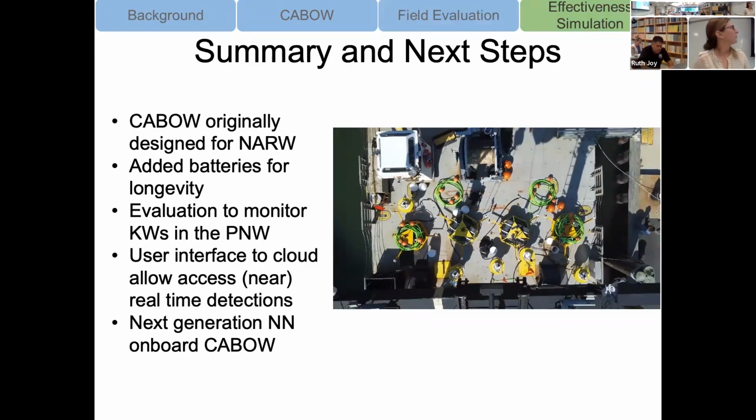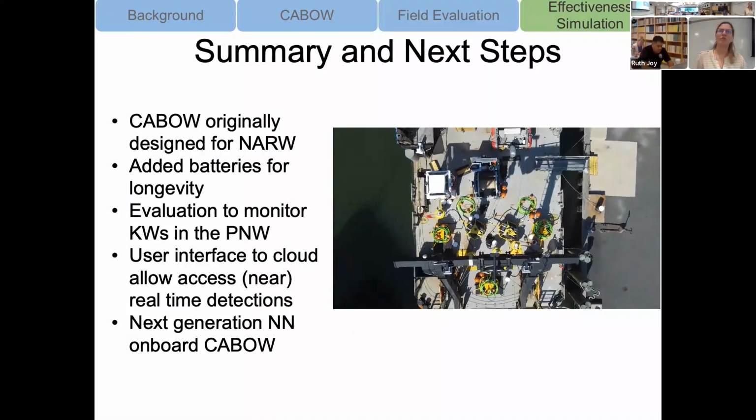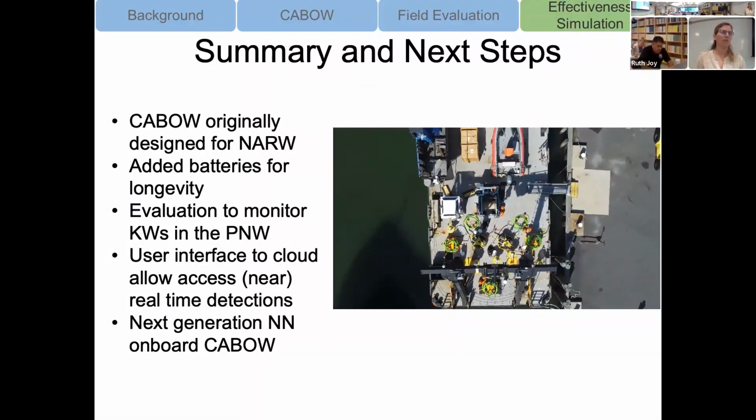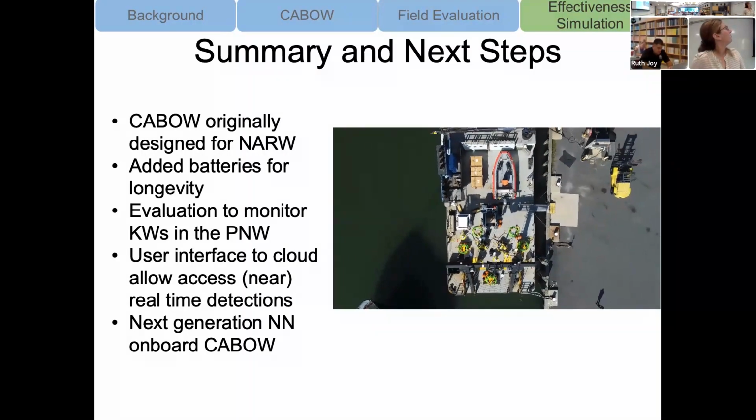That's basically my summary. So we've got the Cabal. It was originally designed for offshore wind, but it has real practical applications for monitoring killer whales. We added some batteries to make it last longer, and we're currently evaluating its performance for killer whales in a much more complex habitat with much more complex animals. Don't tell right whales I said that. Mouth this big, brain this big.